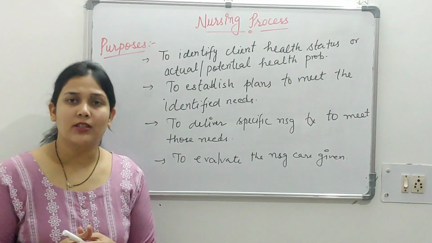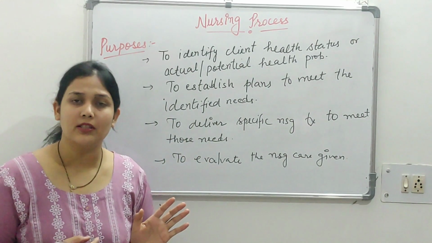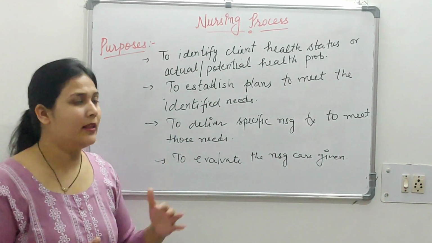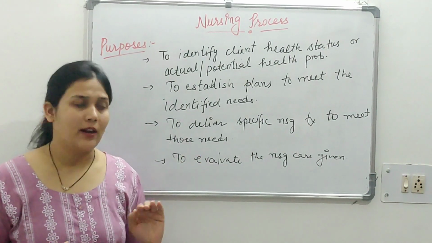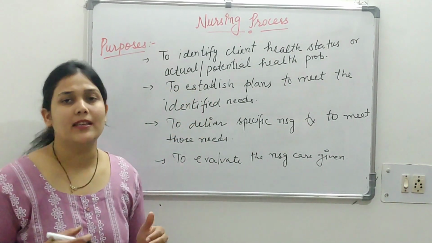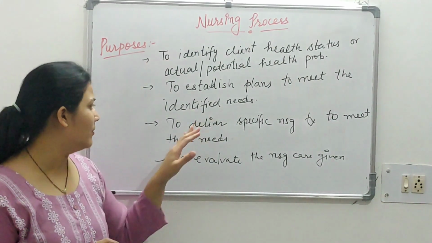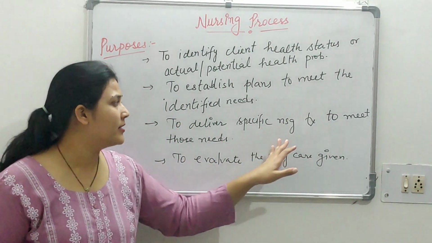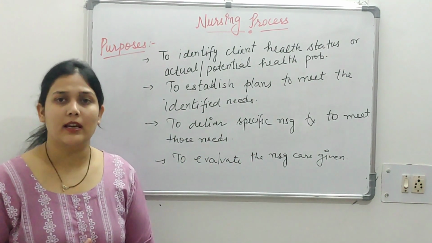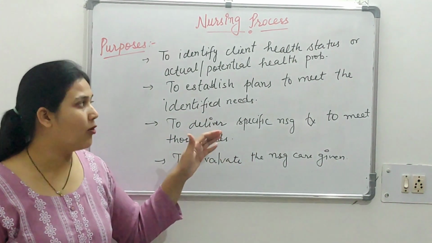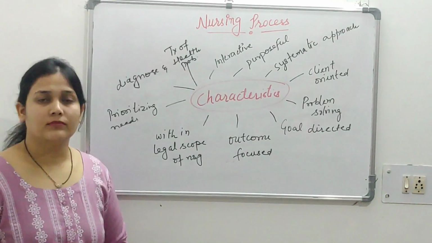So whenever a client is coming, first we have to assess. So we have to identify the client's health status, क्या है और उसको क्या problems है, that we have to identify. Second is, identification के बाद confirm the diagnosis. Third, we will establish the plan to meet the potential health problems, to deliver specific nursing treatment to treat those needs, and to evaluate the nursing care that is given to the client according to the health problem. So these are some purposes of the nursing process.